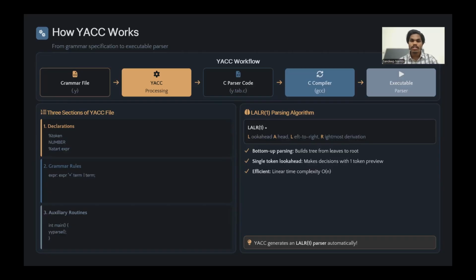And now YACC generates an LALR(1) parser. That is, LALR(1) stands for look-ahead, left to right, and rightmost derivation with one token look-ahead. And it is a bottom-up parser which builds the tree from leaves to the roots. And it is a single token look-ahead which makes decisions with one token preview, which is why it is called LALR(1). And it runs in linear time, which is having a linear time complexity, that is big O of n, making it very efficient.